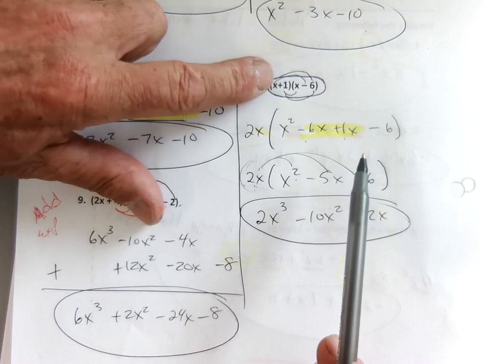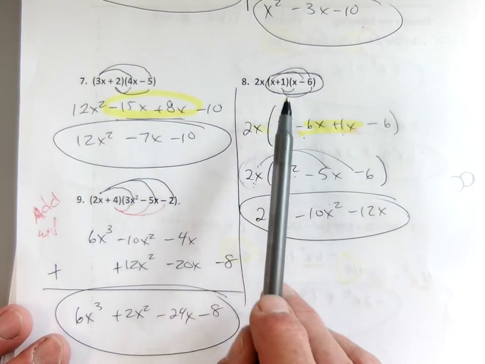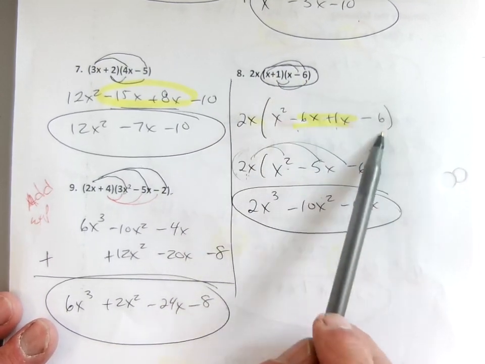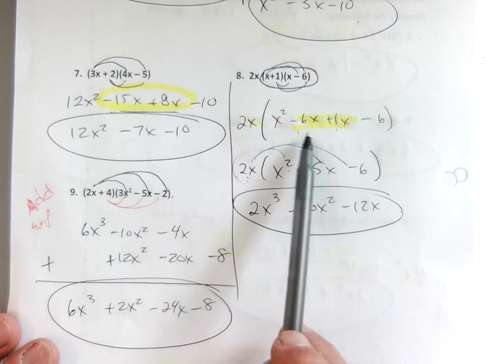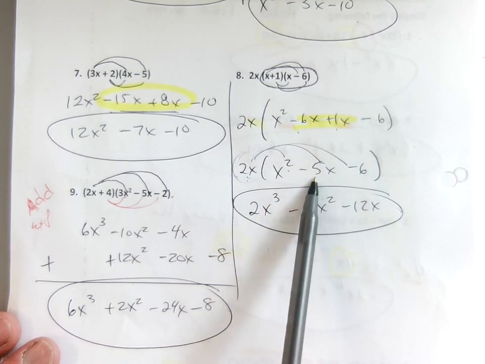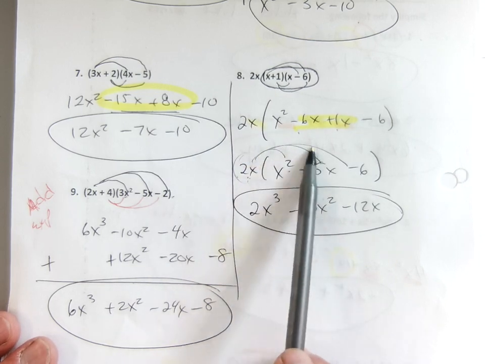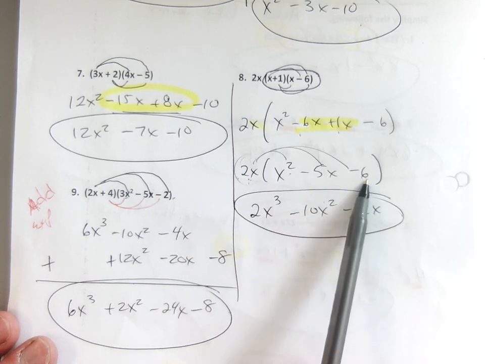Number 8, I'm going to do the FOIL first. I'm going to ignore the 2x and just bring it down. I'm going to go x times x squared minus 6x plus 1x minus 6. I'm going to tidy this up before I deal with the 2x. So that makes a negative 5x. So now I'm ready to bring down the 2x and distribute the 2x. Okay, 2x cubed minus 10x squared minus 12x.